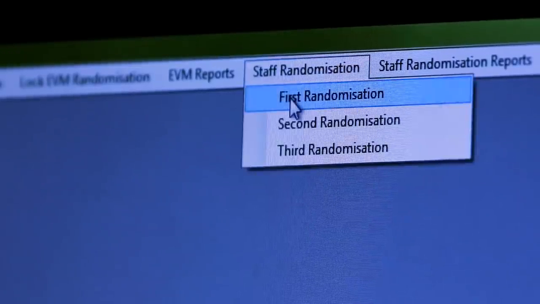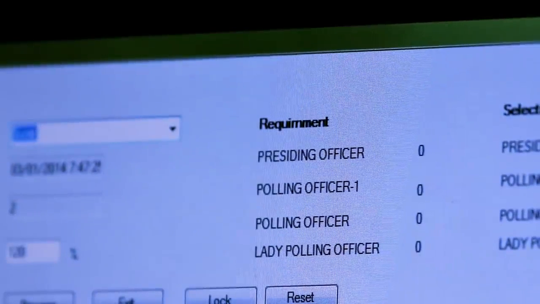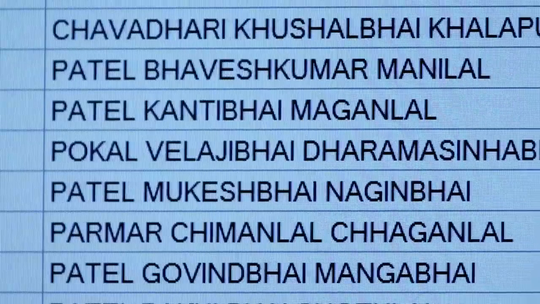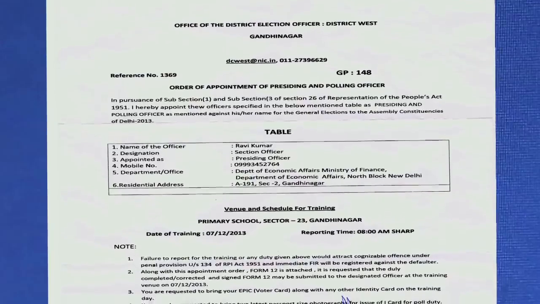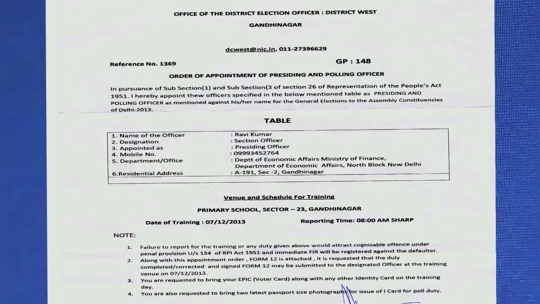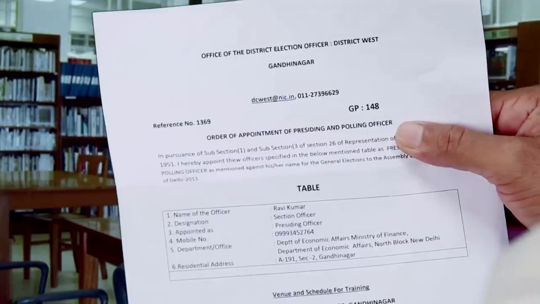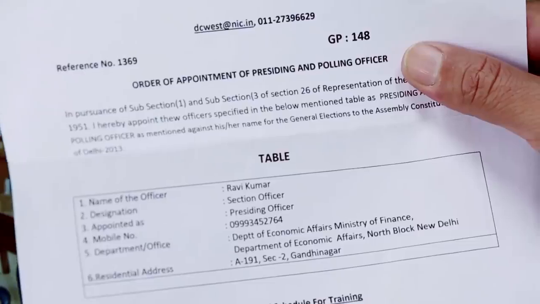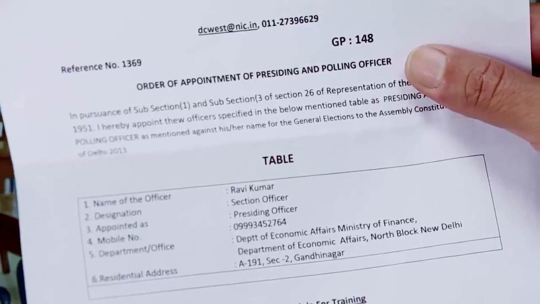Polling personnel are selected and deputed using the process of randomization. At the first stage, polling personnel get selected from a database of qualified people. The identity of the Assembly Constituency or AC is not disclosed, but the selected officer gets to know the venue and time of training and whether he is a polling officer, PO, or the presiding officer, PRO. This was the letter that Ravi got.